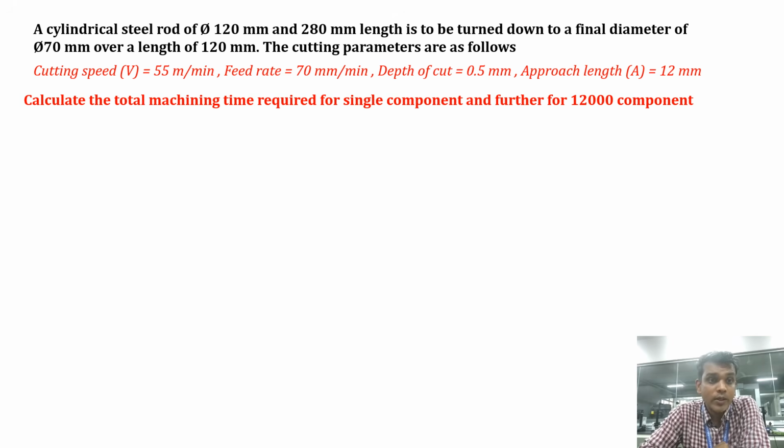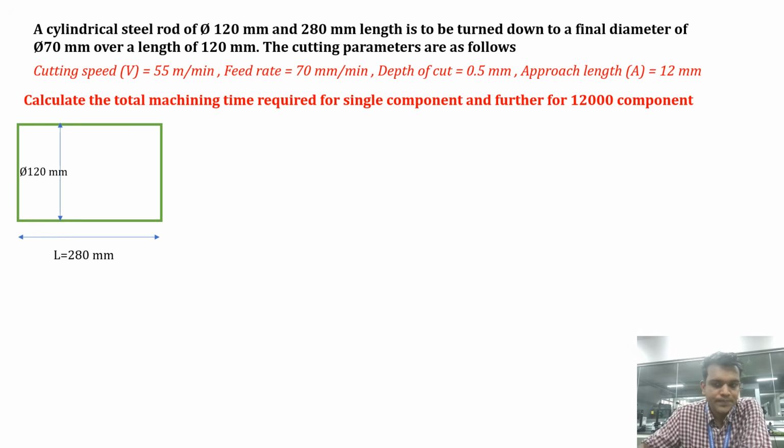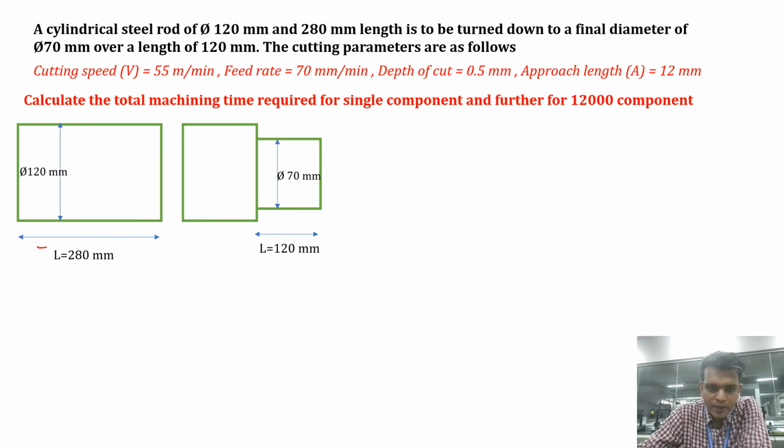Now we have to calculate the time initially for a single component, and then they are asking to calculate the total time required for the entire batch, that is 12,000 components. Let's see how to go ahead. This is the initial diameter and length of the workpiece given to us. Now we have to do the turning operation and convert this into this particular shape, reducing the diameter to 70 mm and the length to 120 mm.